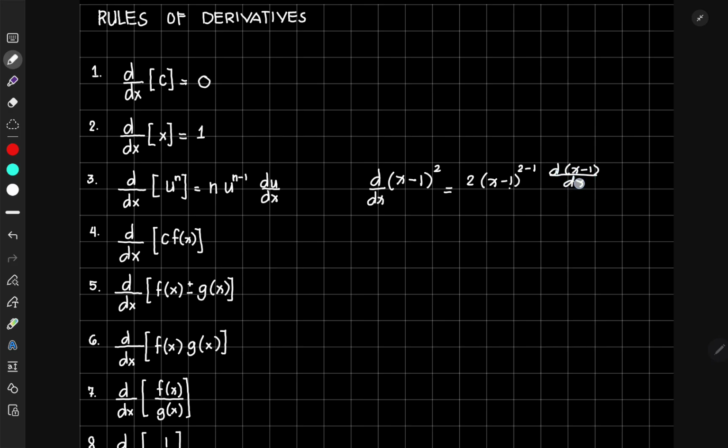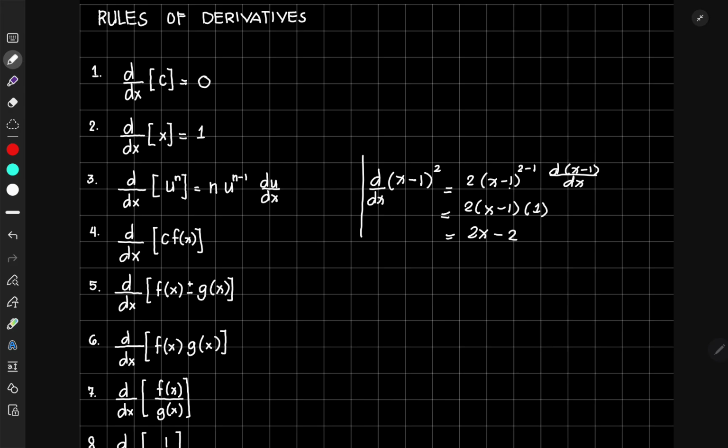But do not forget to get the derivative of the u, which is that one. So the derivative of x is 1, and then yung derivative naman ng 1 is 0. So yung sagot dito sa derivative of x minus 1 with respect to x would be equal to 1. So we have 2 multiplied by x minus 1. So this is multiplied by 1. So, ganyan siya. Or simplifying, that would be 2x minus 2. Yan yung sagot for this one.